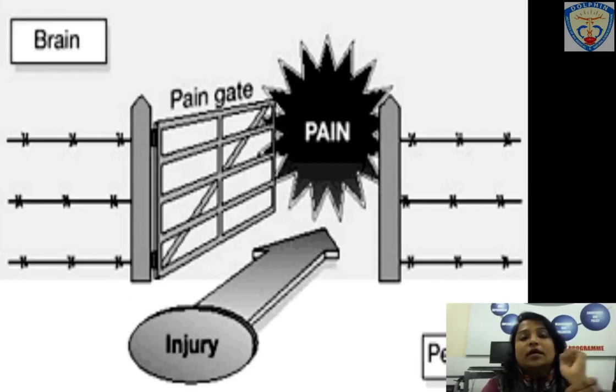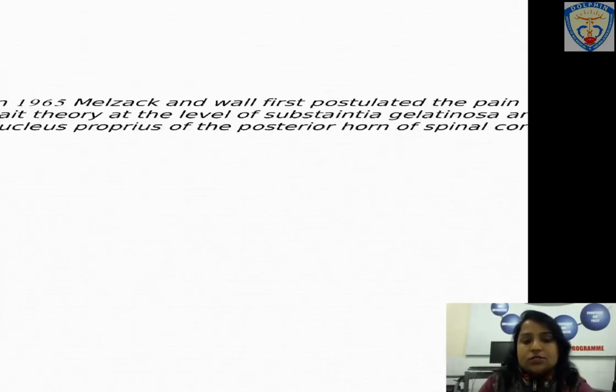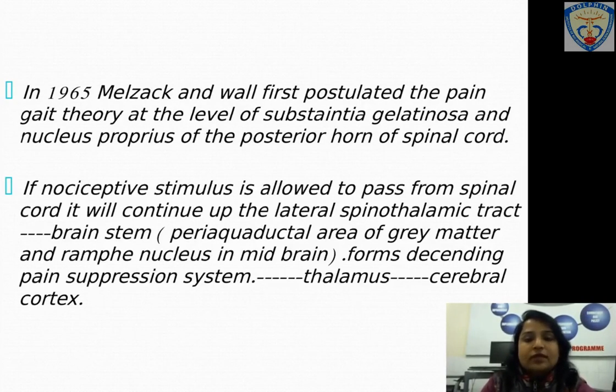You must have seen that when you have pain in your hand, you start rubbing like this, or you start pressing like this. So when you are doing this, what are you doing? You are activating the mechanoreceptors. When these mechanoreceptors are activated, naturally it is closing this pain gate. This was given, as I have already told you, by Melzack and Wall, and this pain gate theory works at the level of the substantia gelatinosa and nucleus proprius of the posterior horn of the spinal cord.